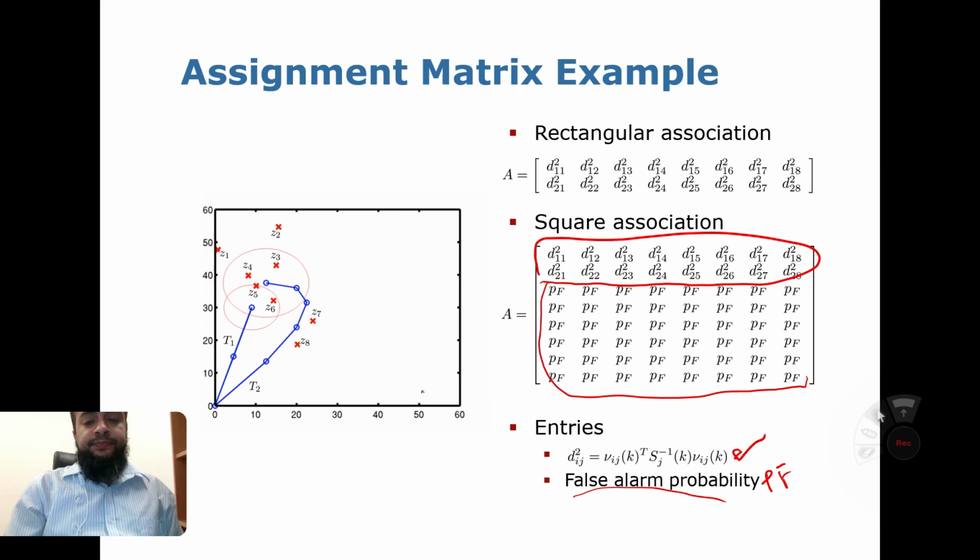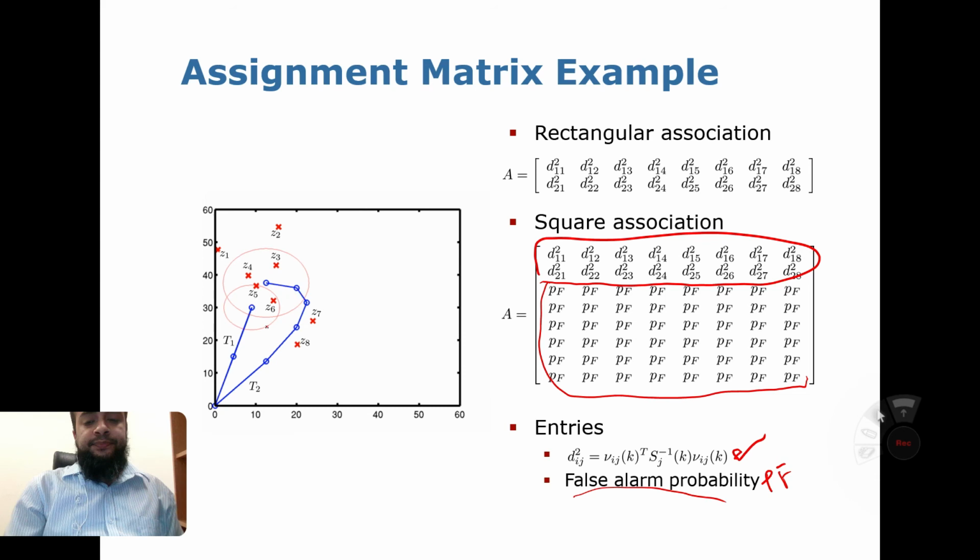Suppose in the surveillance region there are two tracks, T1 and T2, and there are measurements Z1 up to Z8. We should calculate the distance between each measurement and every track, but only Z4, Z3, Z5, and Z6 are selected in track 1 and track 2. And here Z5 and Z6 are shared, lying in both validation gates.